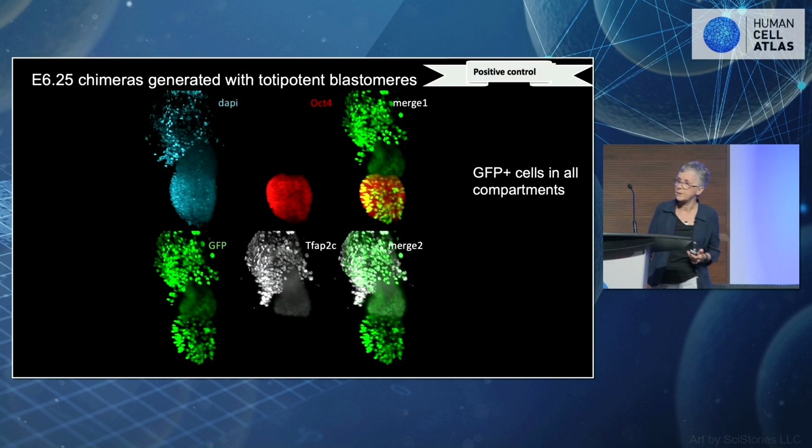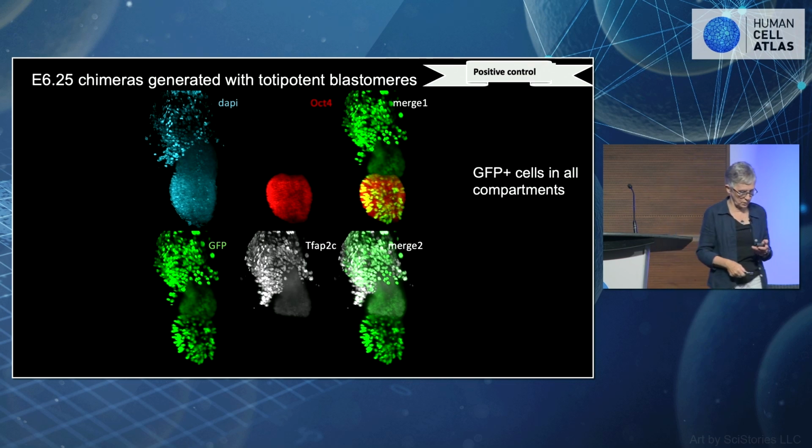So this was a blastomere from a GFP-positive embryo, and this is the early post-implantation embryo. You can see GFP cells down here in the epiblast, in the extraembryonic ectoderm, and the EPC. This is OCT4 to mark the epiblast. TFAP2C is a trophectoderm marker. And again, you see the nice merged images here. So they're really GFP in all the compartments of the embryo itself.